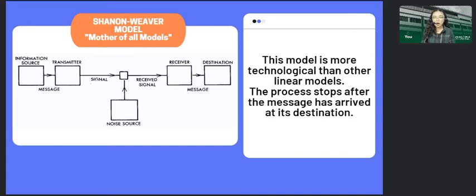Aside from that, the Shannon-Weaver model of communication is more technological than the other linear models.